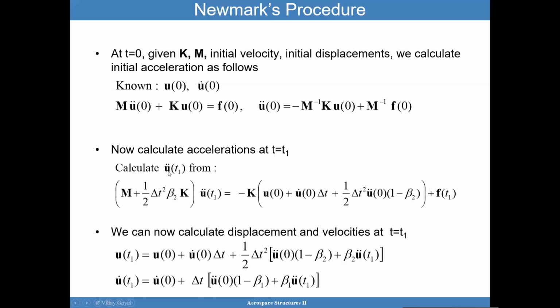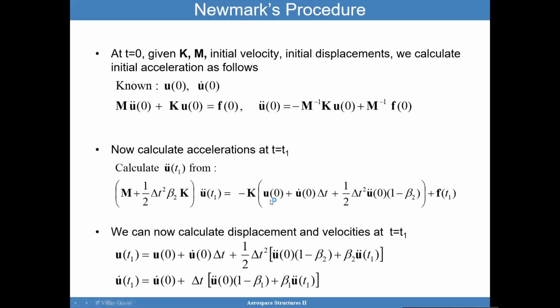To calculate u double dot at t1, which is really what I want, since my previous time step was time equals 0, these terms are all 0, plus f at t1, right? And delta t is the time step. In this case, t1 is your delta t. So delta t is known. Beta 2 you select based on the Newmark's beta procedure, whatever beta 2 you want to use. I'll show you that later. M bold and K bold are fully known.